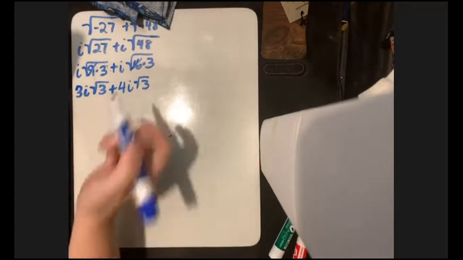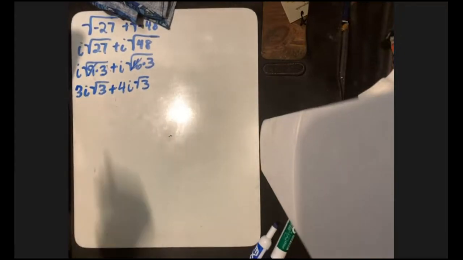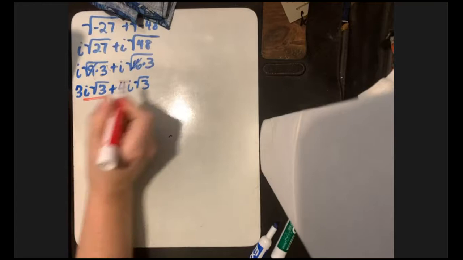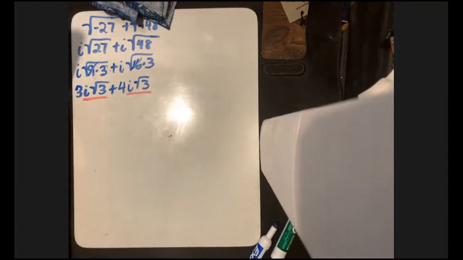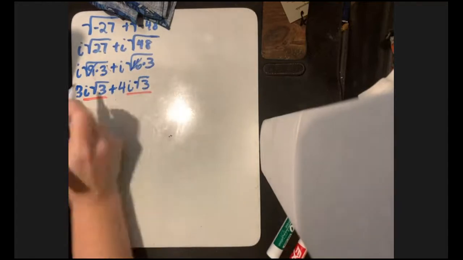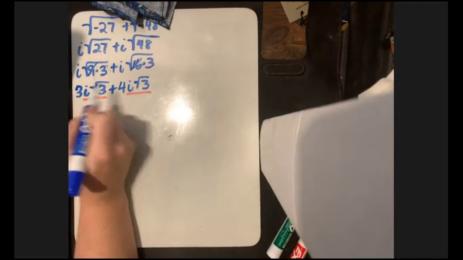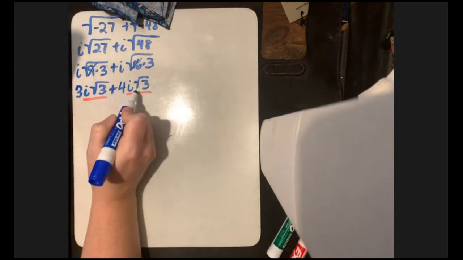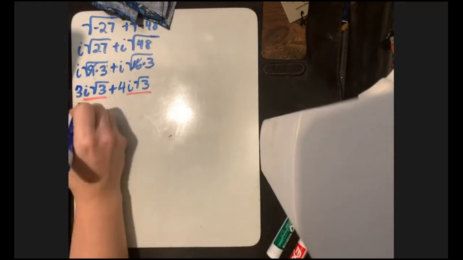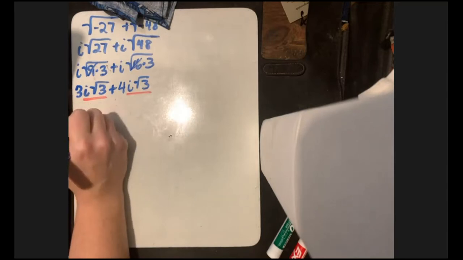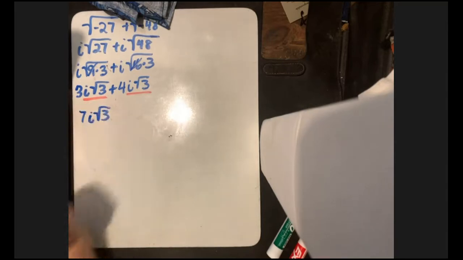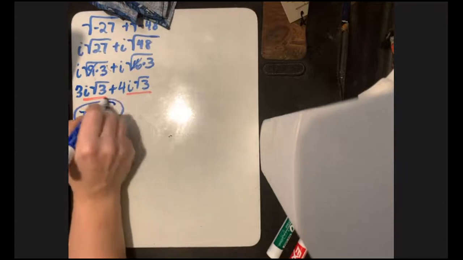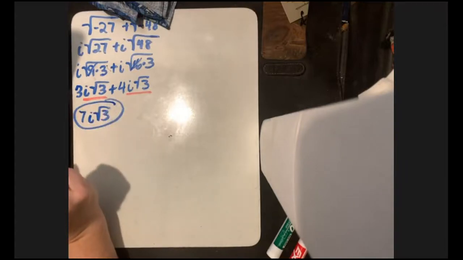Now, if you notice, I've got i square root of 3, i square root of 3. Those match. So I have 3 of them plus 4 of them, okay? And that is going to give me 7 of them. So there's our response for that one.